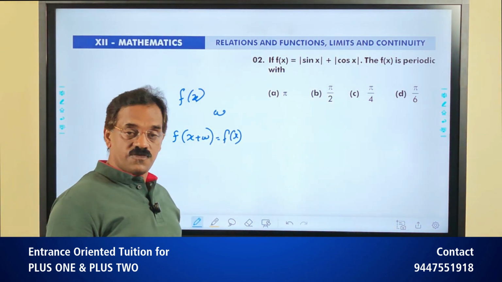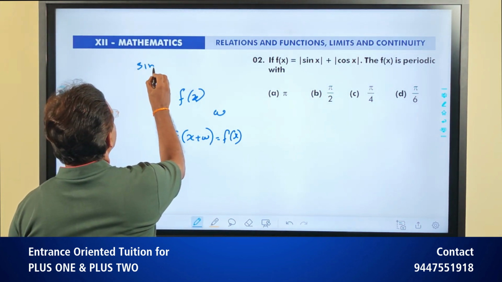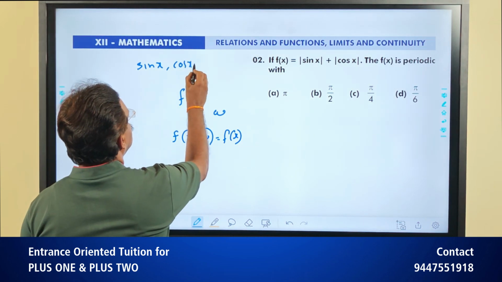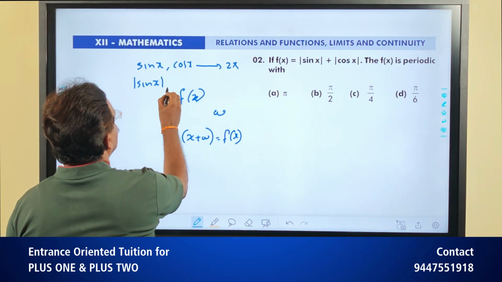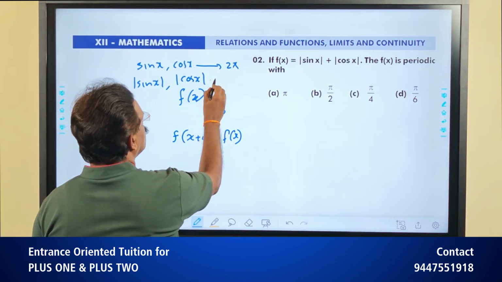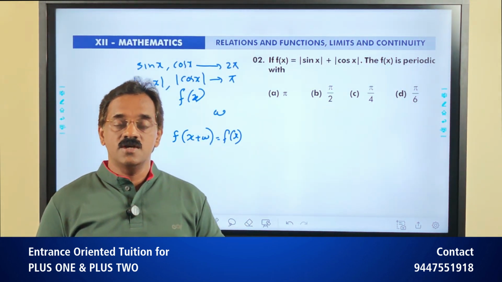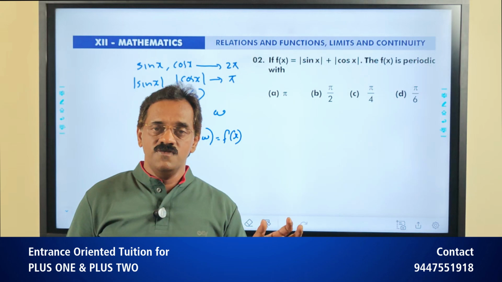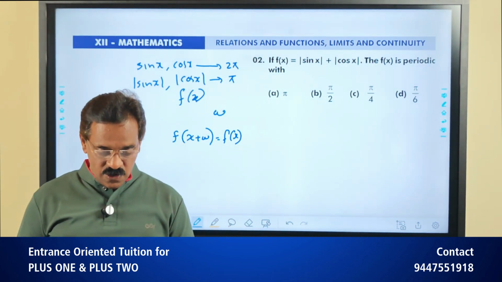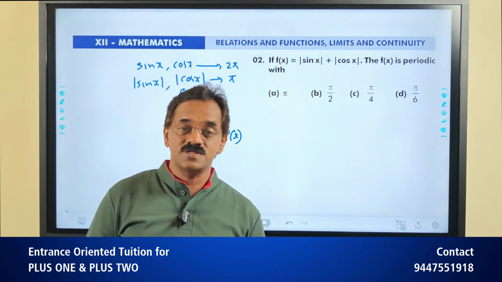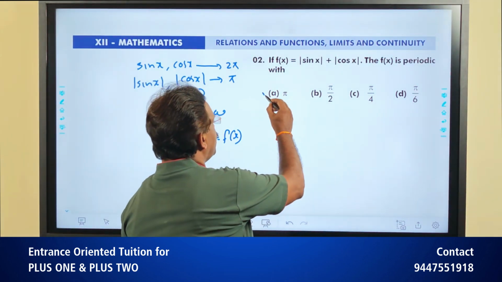Now, for the two very famous functions, sin x and cos x, remember that sin x and cos x always have the period 2 pi, but mod sin x and mod cos x always have the period pi. Now here they asked for mod sin x plus mod cos x. When there are more than one function, we take the period of each separate entity and take the LCM. Here there is no doubt, because mod sin x and mod cos x have the period pi. Therefore, the sum also has the period pi. So the answer is choice A.